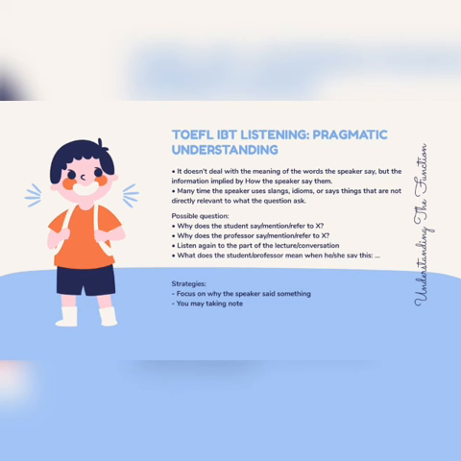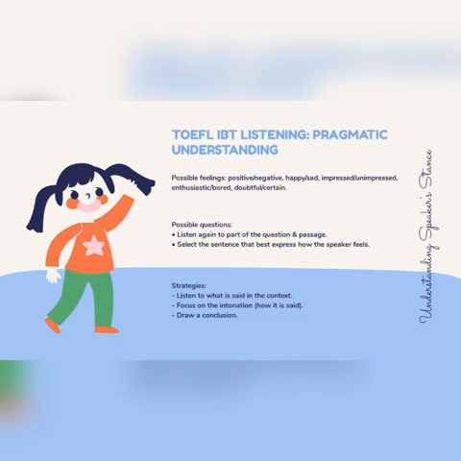So the strategies that you can use in understanding the function are, first, focus on why the speaker said something. And the second is, you may take notes. Next, in understanding speaker stance, there are many possible feelings, such as positive or negative, happy or sad, impressed and unimpressed, enthusiastic or bored, and doubtful or certain.